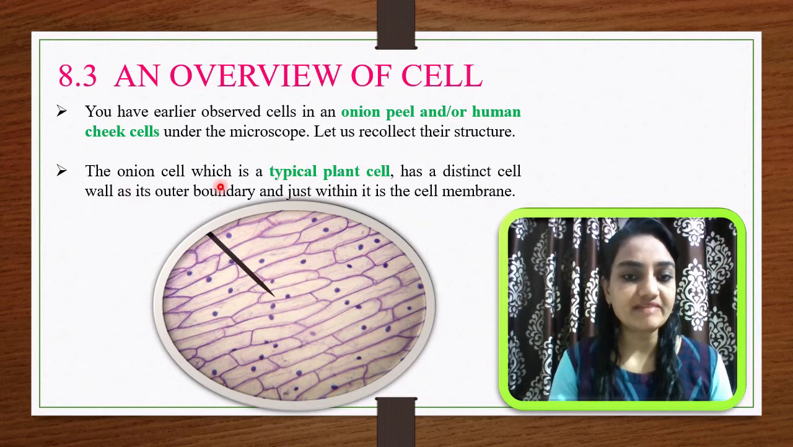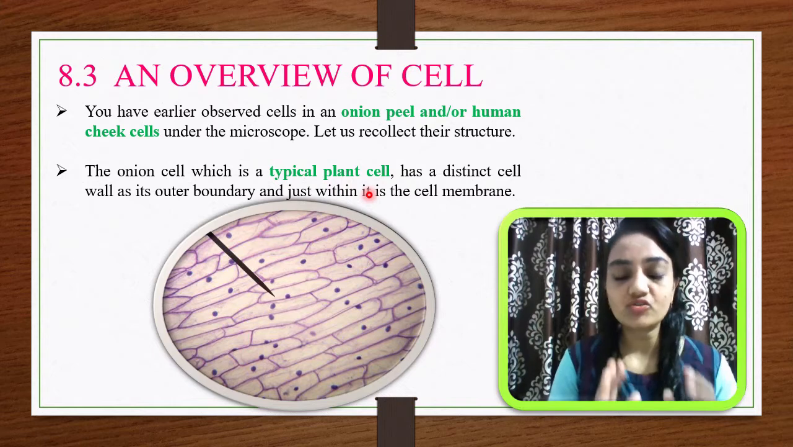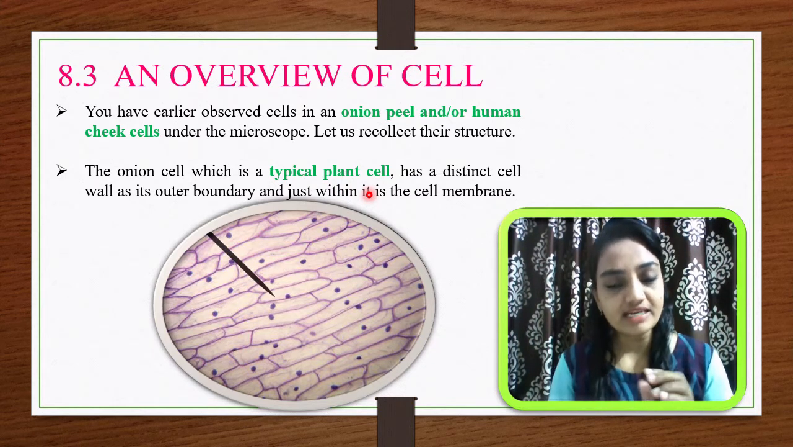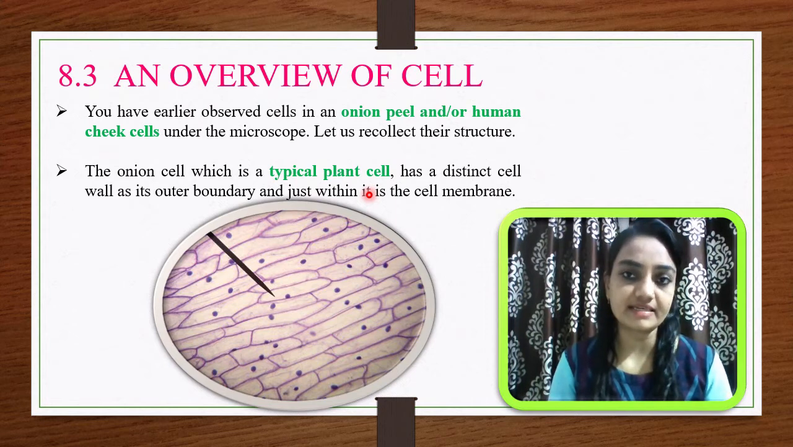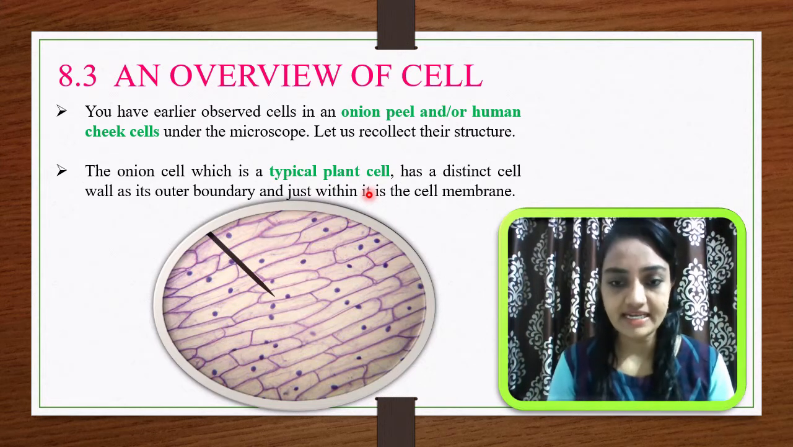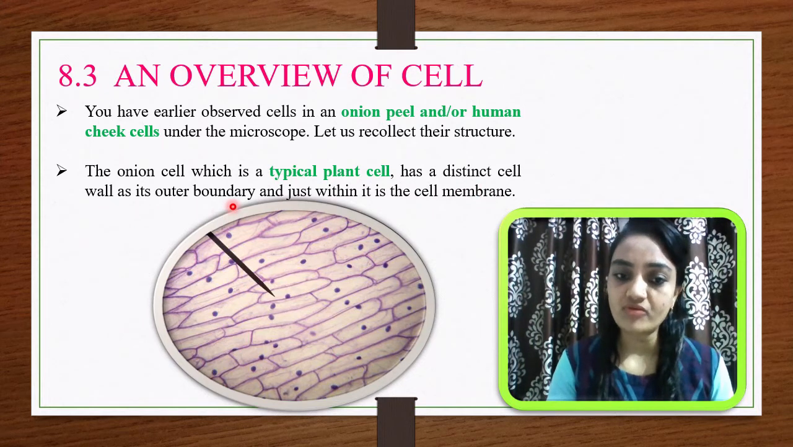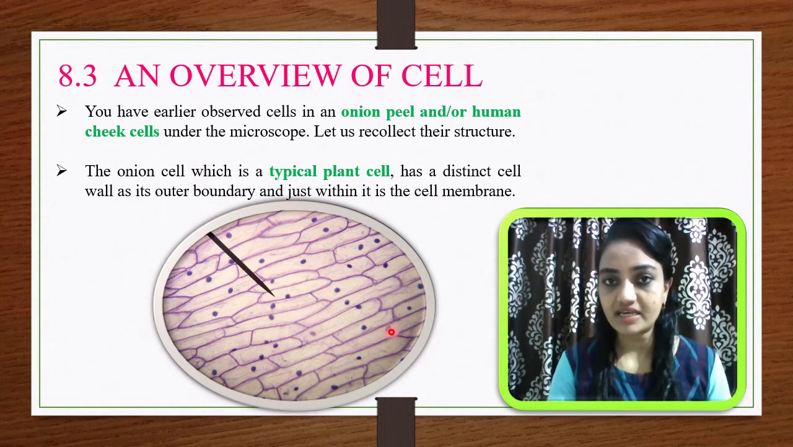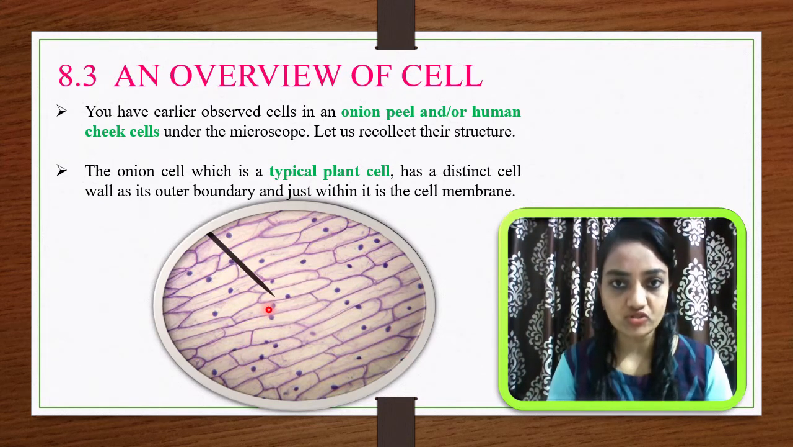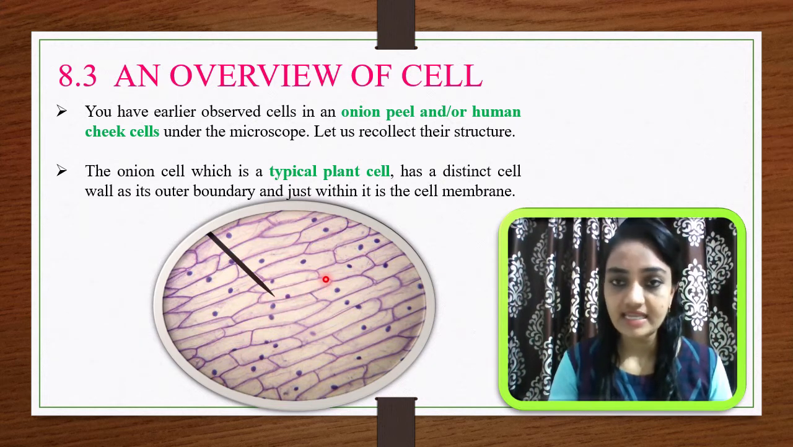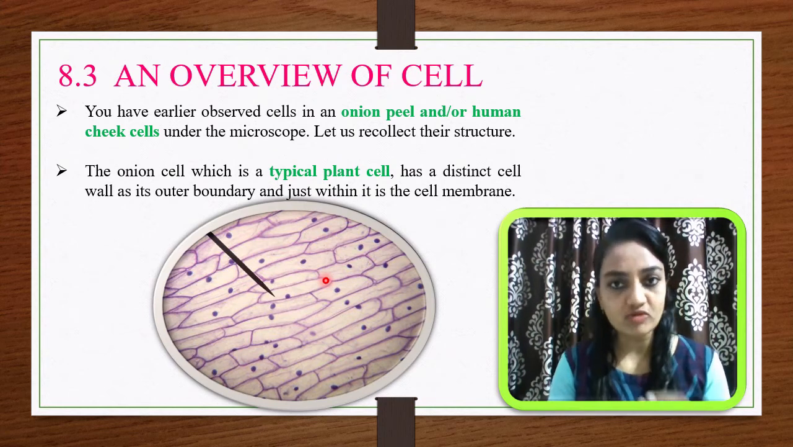The onion cell is a typical plant cell. Generally, when students want to study a typical plant cell, onion cells are selected because onion is very handy and has a distinct cell wall as its outer boundary. Here you can see a diagram of what you can observe under the microscope. A wall-like structure is darkly stained with methylene blue; safranin may also be used.